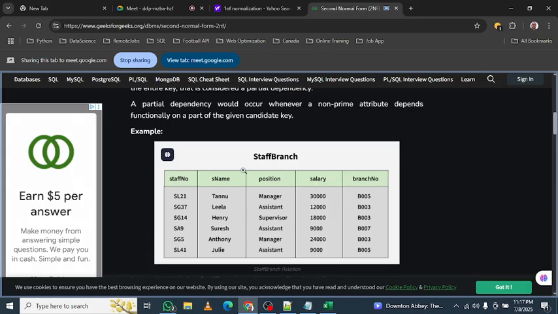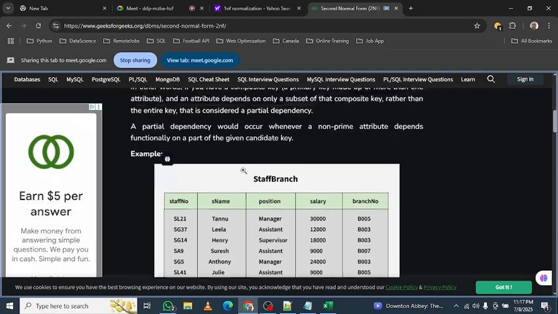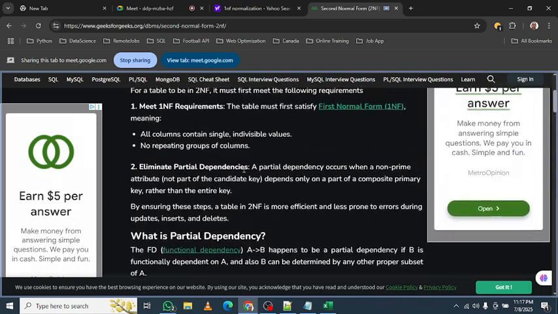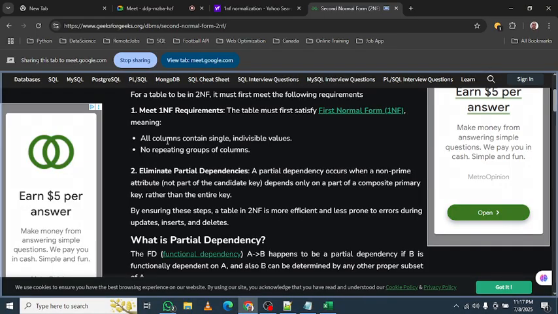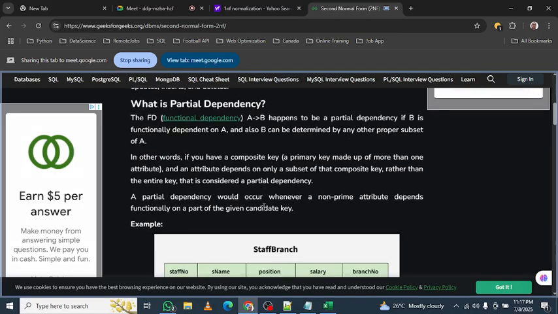If you look at all these columns I've mentioned, there is no repetition in the form of columns, because that's what the second normal form is telling us. Look at it, it says all columns contain single indivisible values. No repeating groups of columns. So there's no way you keep on repeating columns.